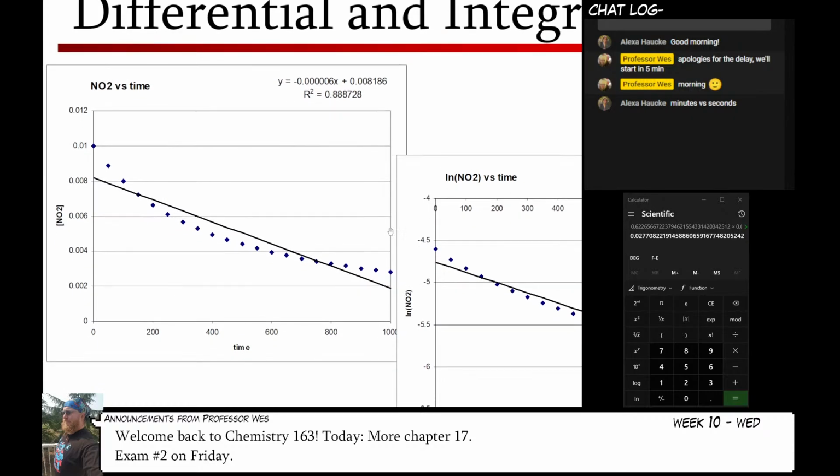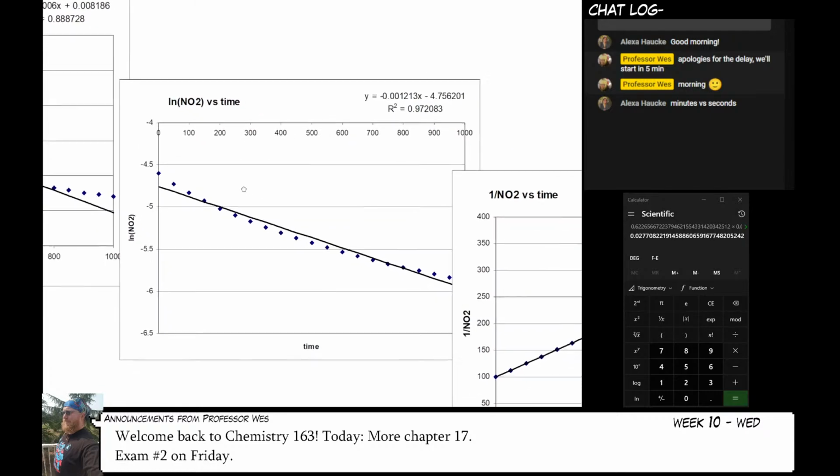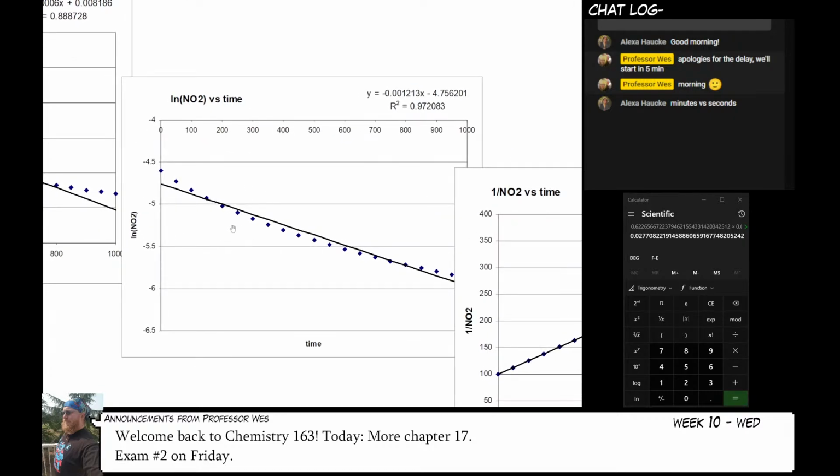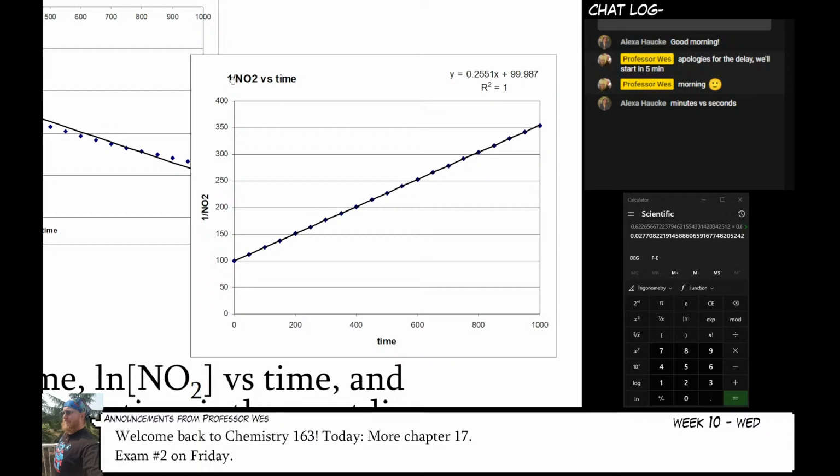So here's the zero order graph. I plotted NO2 versus time. But you can see that it doesn't really conform to my line very well, and that my R squared is not great. Then we got first order, and this is a little better. I have natural log of NO2 versus time. A little better, 0.97. And then we have inverse NO2 versus time, and then, oh, it's a perfect line, because of course it is. The textbook gave me this data.